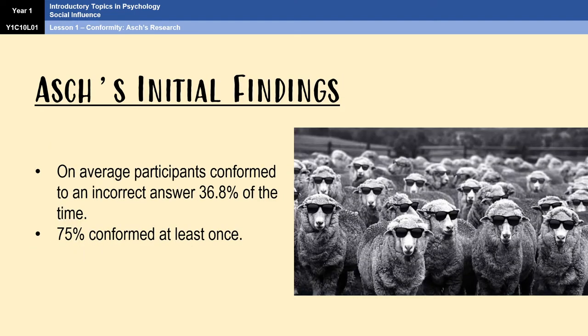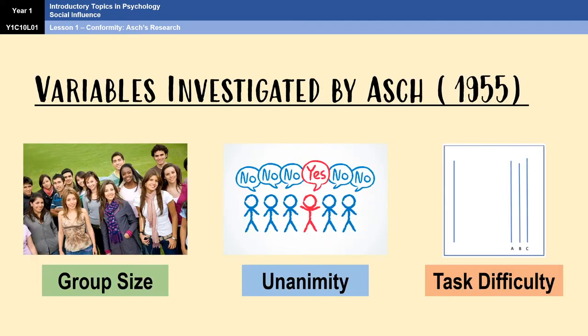Asch found that on average, participants conformed to an incorrect answer almost 37% of the time, and 75% of the participants conformed at least once. So his baseline study showed that even when the answer was pretty obvious, people would still go along with the group and give an incorrect answer. Now that we've done the baseline study, let's move on to his variations.